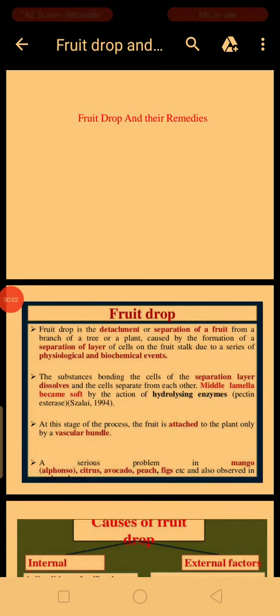Good morning, dear students. As you know, today we have class 2 to 3 of HRT 534, and today's topic is fruit drop and its remedy.